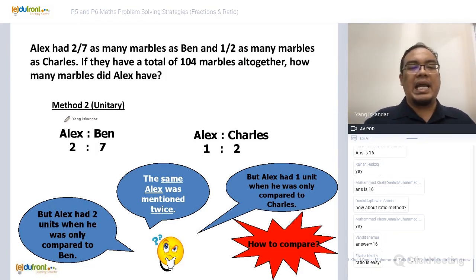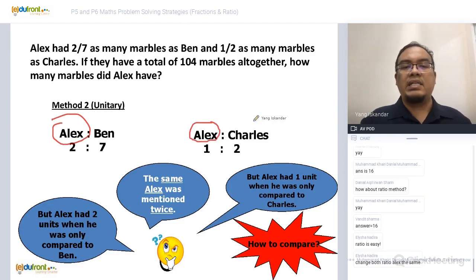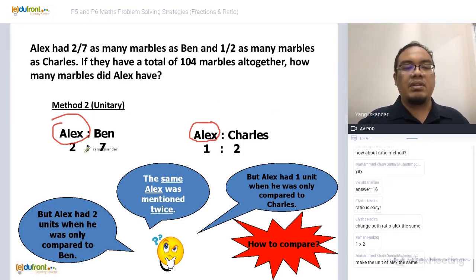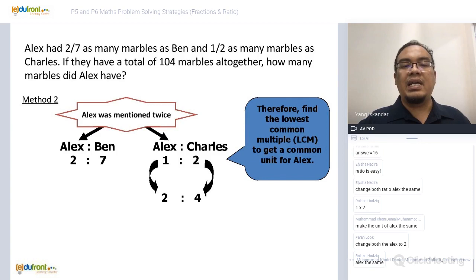And you can see here, Alex is repeated in these 2 ratios. So the only way to connect these 2 ratios is to make Alex the same. In the first ratio, Alex has 2 units. In the second ratio, Alex only has 1 unit. So for us to compare, you must make sure that Alex is the same, since Alex is repeated. Now, how do we compare? By finding the lowest common multiple, called the LCM.